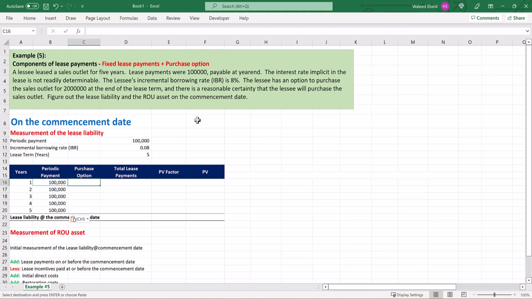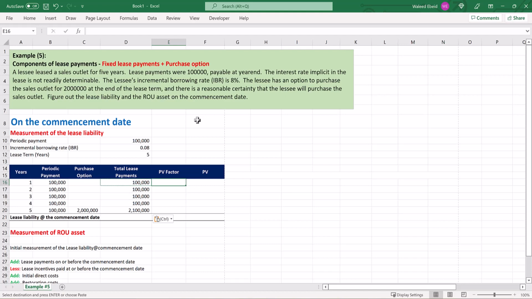In the third column, at the end of year 5, which is the end of the lease term, insert the exercise price of the purchase option amounting to $2 million. And this is included in the lease payment, as there is a reasonable certainty that the lessee will purchase the sales outlet. In the next column, the total annual lease payment, and note that the lease payment for year 5 includes the exercise price of the purchase option.